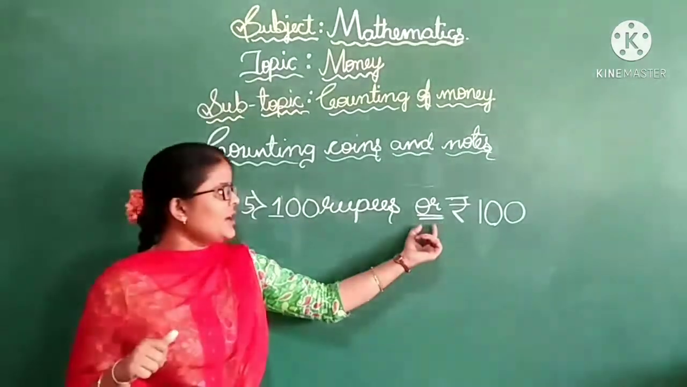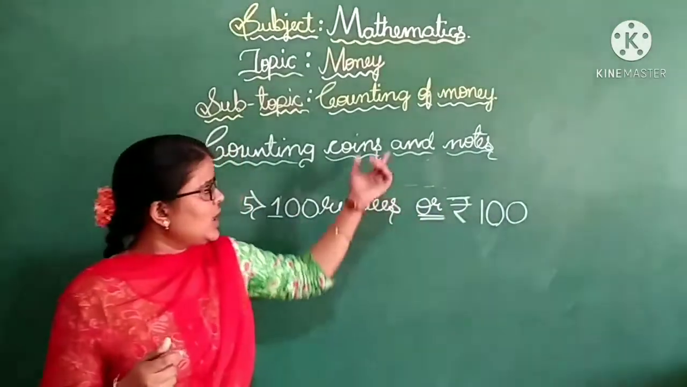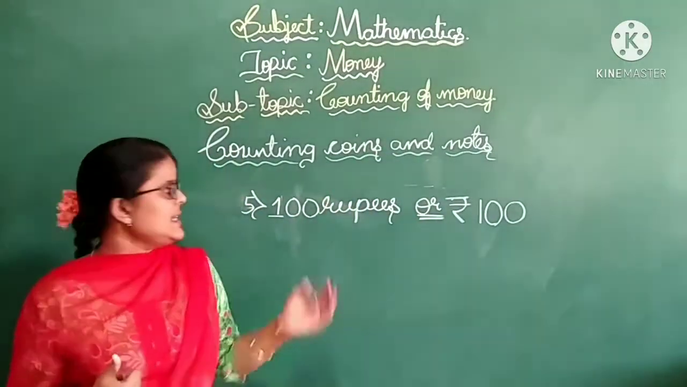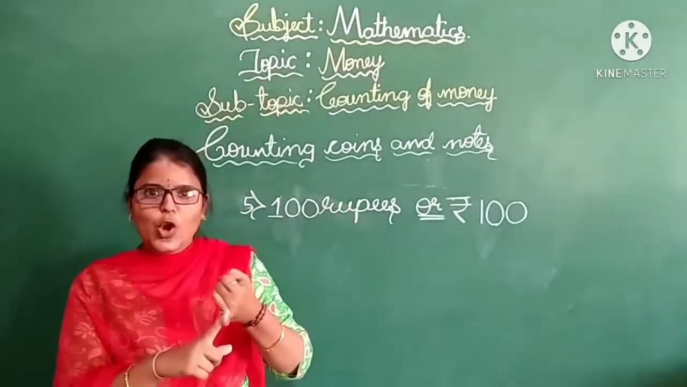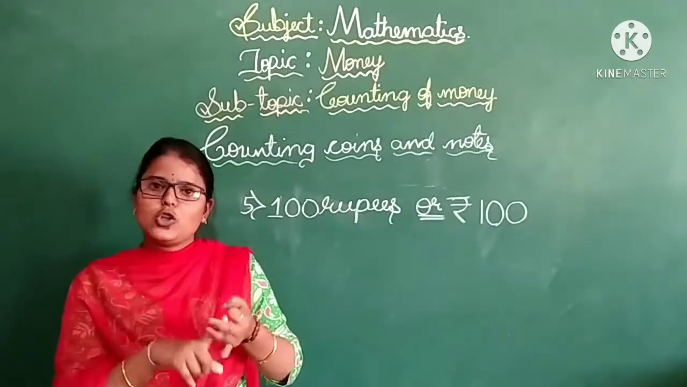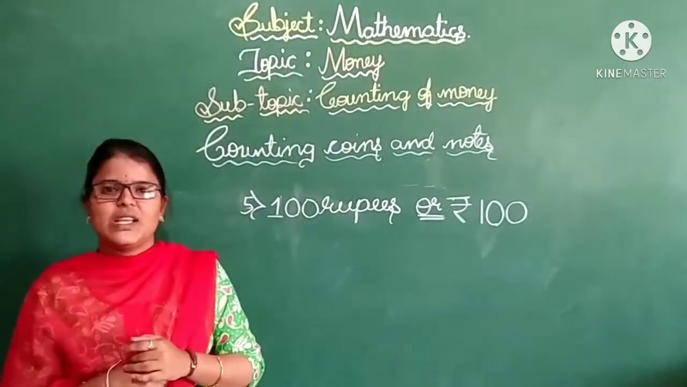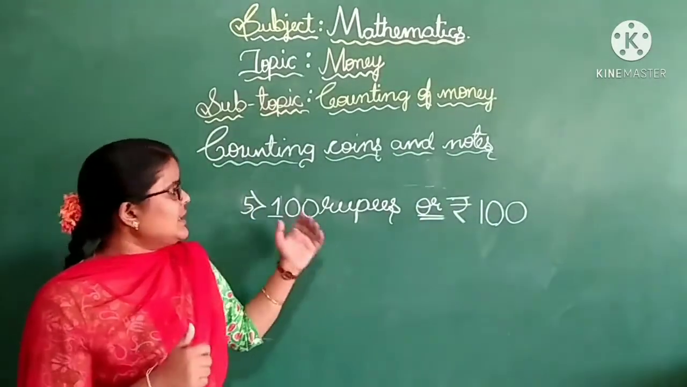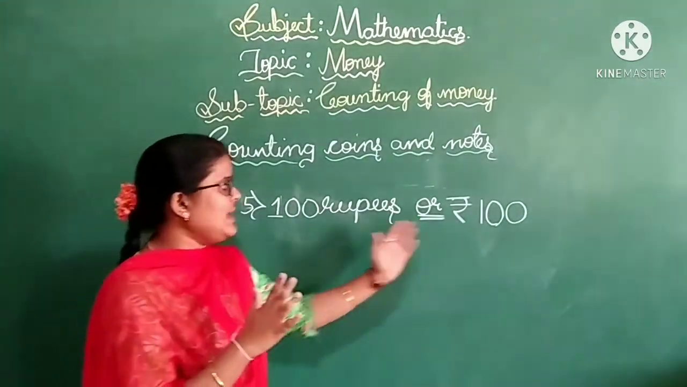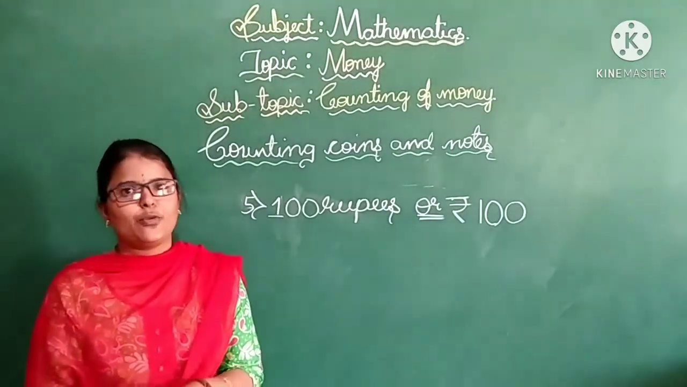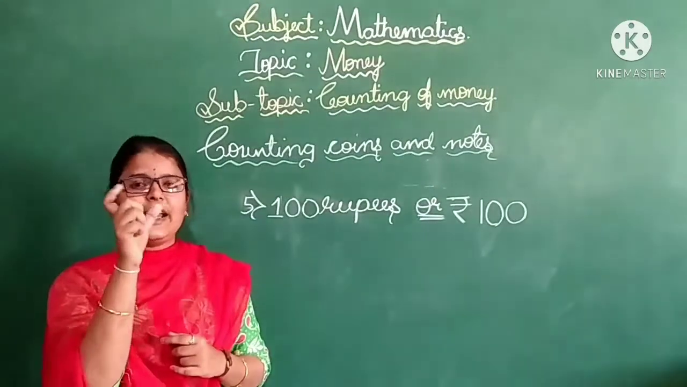100 rupees or rupees 100. How are these 100 rupees formed using the notes or coins? See, a 100 rupee note is formed by using the 10 rupee coin, 20 rupee coin, and also the 50 rupee coin. If we add the 10 rupee coins 10 times, or if you have 10 rupee coins 10, then it is equal to 100 rupees. This is how we form the 100 rupee note using 10 rupees.